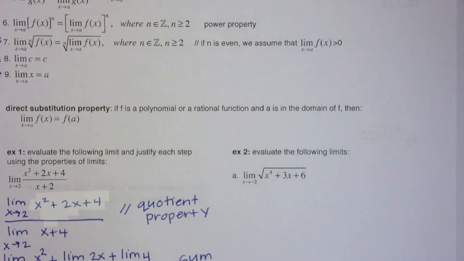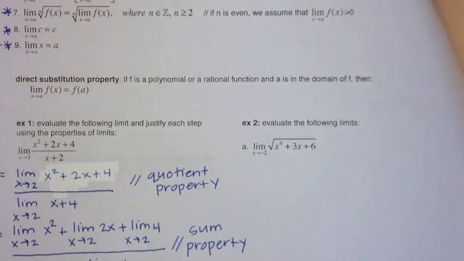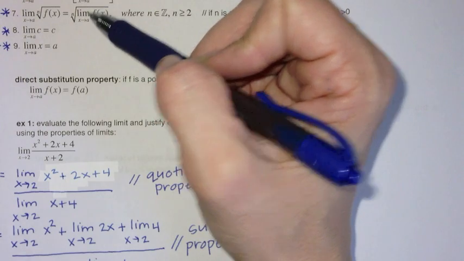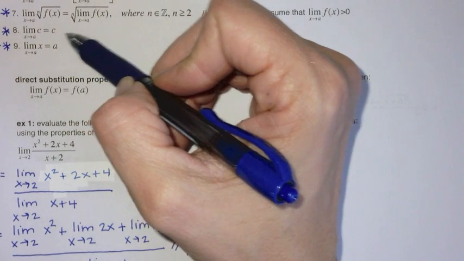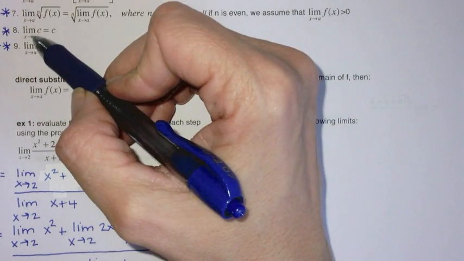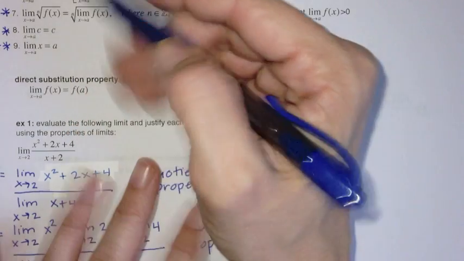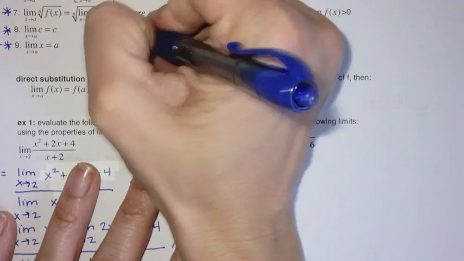Now, we're going to backtrack just a second before we continue because I just realized I made a mistake and I forgot to finish going over 8 and 9 because I was so excited about telling you about number 7. So number 8, this property right here says the limit of a constant is the constant. So I'm going to draw you a quick little picture here for that.